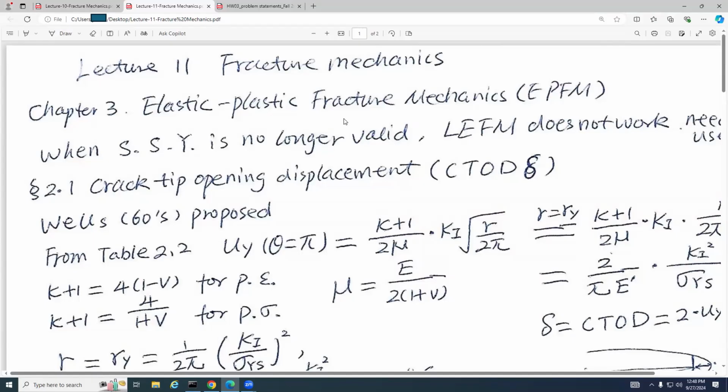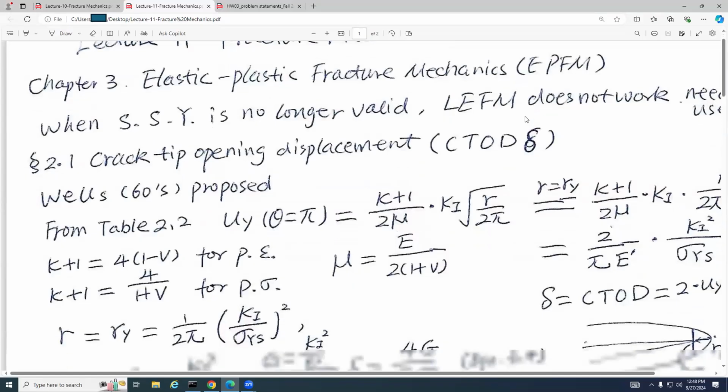We have several ways. One is called crack tip opening displacement. We cannot use K and we cannot use G. We need to use crack tip opening displacement. Dr. Wells proposed this one in the 1960s, guys.